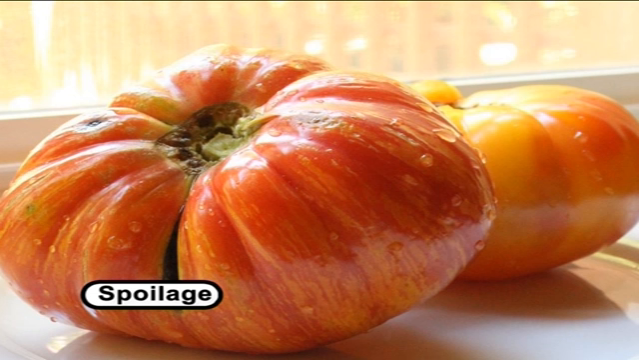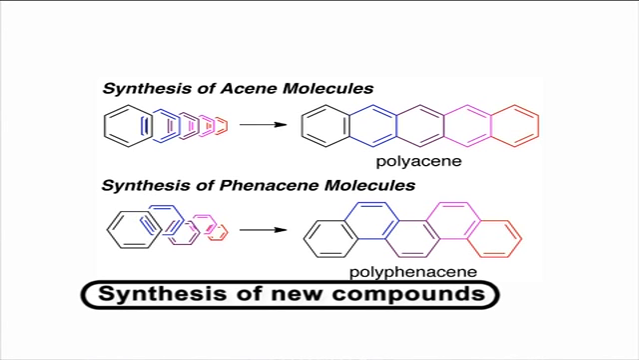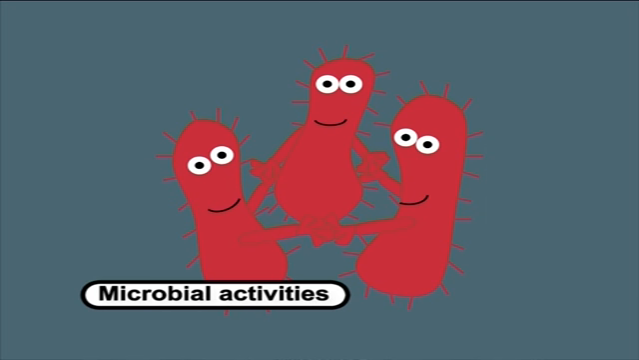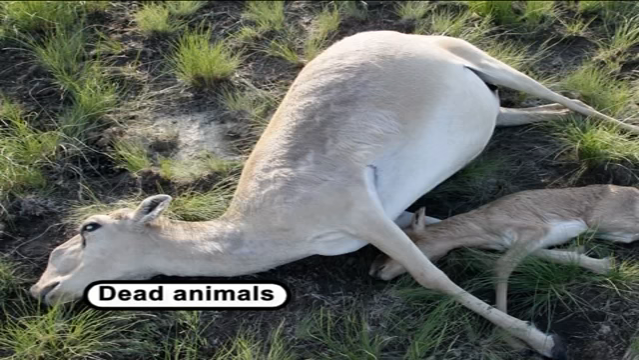Food spoilage by microorganisms is due to increase in their numbers, utilizing nutrients, causing enzymatic changes, resulting in bad flavors due to breakdown of some food materials or synthesis of new compounds. Due to such microbial activities, food becomes unfit for human consumption. Microorganisms bring about oxidation of reduced carbon, nitrogen, and sulfur compounds present in dead plants and animals in nature and become an important part in recycling of these elements.